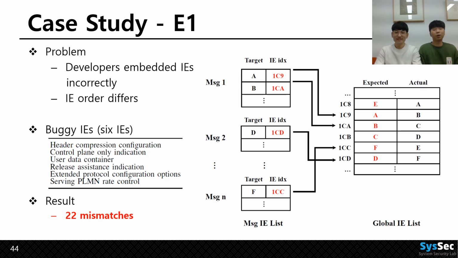This case is a functional error caused by the incorrect order of embedded IEs. While embedding the message structures in the firmware, developers mistakenly put 6 IEs in a different order than they expected. As a result, this caused 22 mismatches, and many messages with those IEs can be decoded incorrectly.